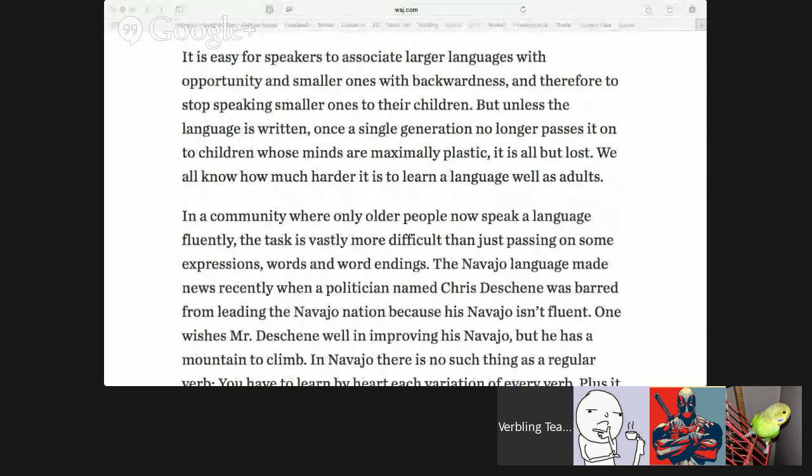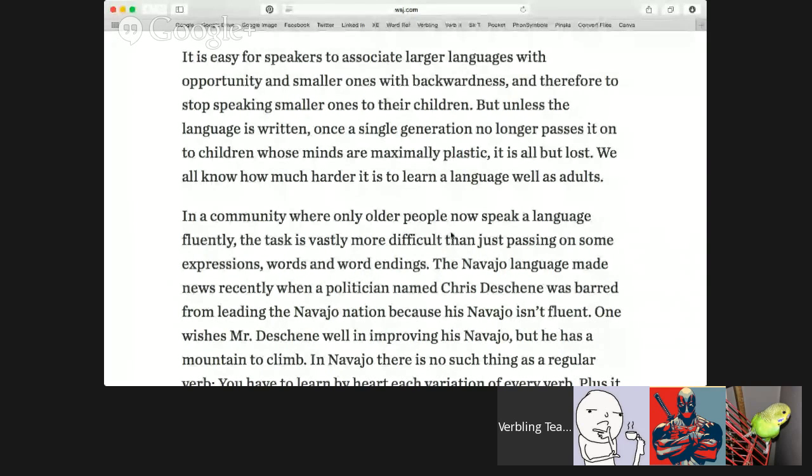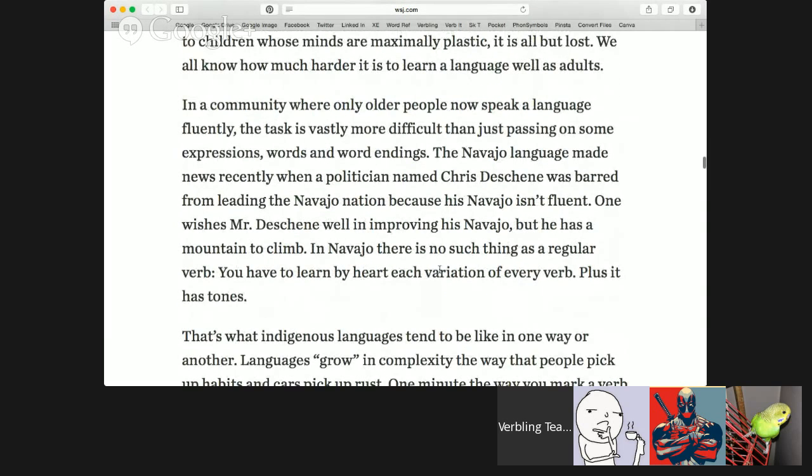So, Ono or David, would either of you like to read the next one for us? Okay. Thank you. It is easy for speakers to associate larger languages with opportunity and smaller ones with backwardness, and therefore to stop speaking smaller ones to their children. But unless the language is written, once a single generation no longer passes it on to children whose minds are maximally plastic, it is all but lost. We all know how much harder it is to learn a language well as adults. We sure do, don't we, guys?